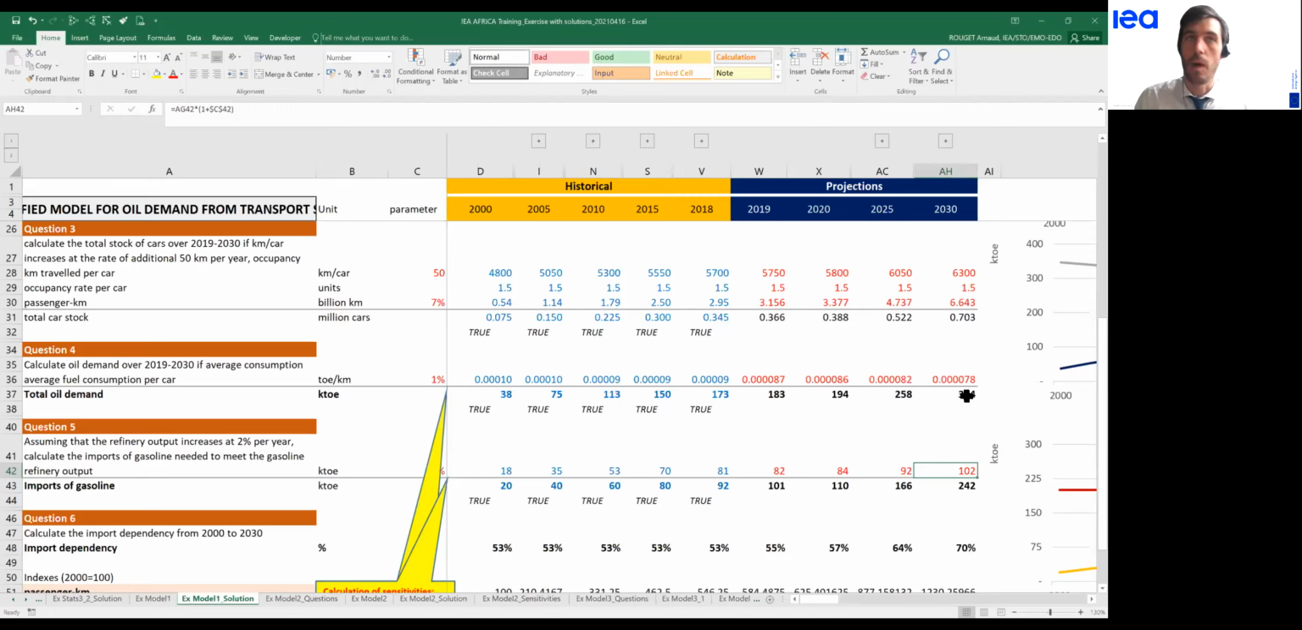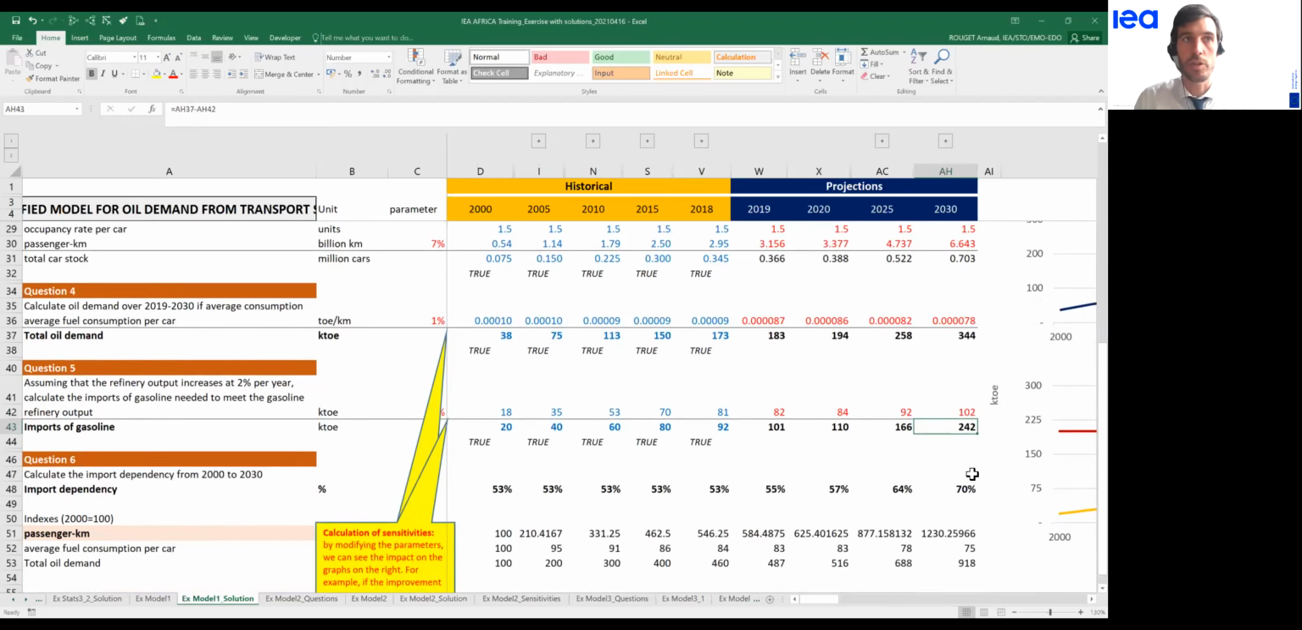And once we know the total demand for gasoline and the total gasoline produced in the country, we can subtract to know how much gasoline needs to be imported. And coming to question 6, what is interesting is that we can deduce the import dependency. So how dependent the country is on importing gasoline from overseas rather than making gasoline out of its domestic refineries.